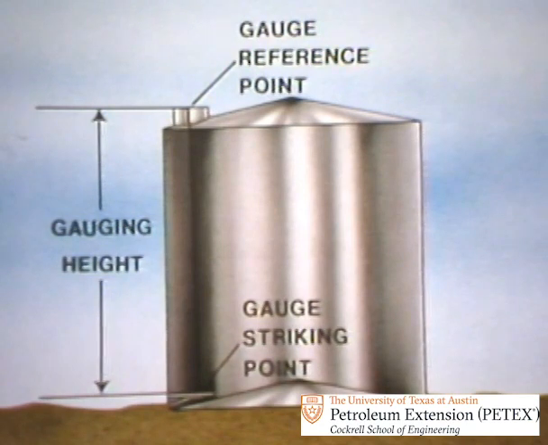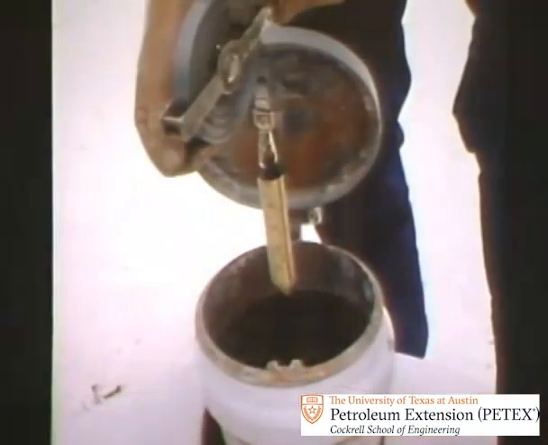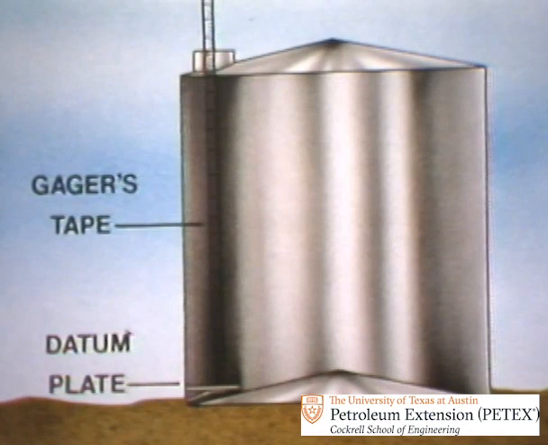The next job for the crew is to measure the gauging height. Gauging height is the distance from a striking point on the tank floor or on a datum plate to a designated reference point on the gauge hatch, in this case the top lip of the hatch. To measure it, the crew takes a gauger's tape and bob and lowers the bob and tape into the tank until the tip of the bob touches the tank floor, or in this case a datum plate.